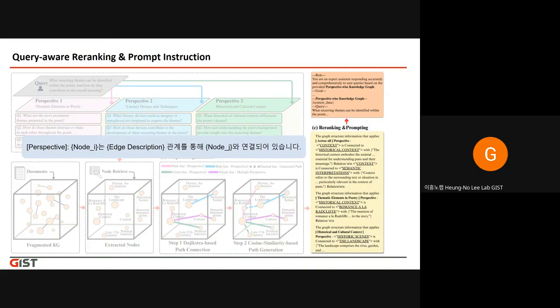Recent studies suggest that where key information is placed in the prompt, especially near the beginning or the end, can significantly affect LLM performance. Based on this insight, this paper reorders the extracted graph structure according to its semantic relevance to the main query, so that the most important evidence is positioned more effectively within the prompt.